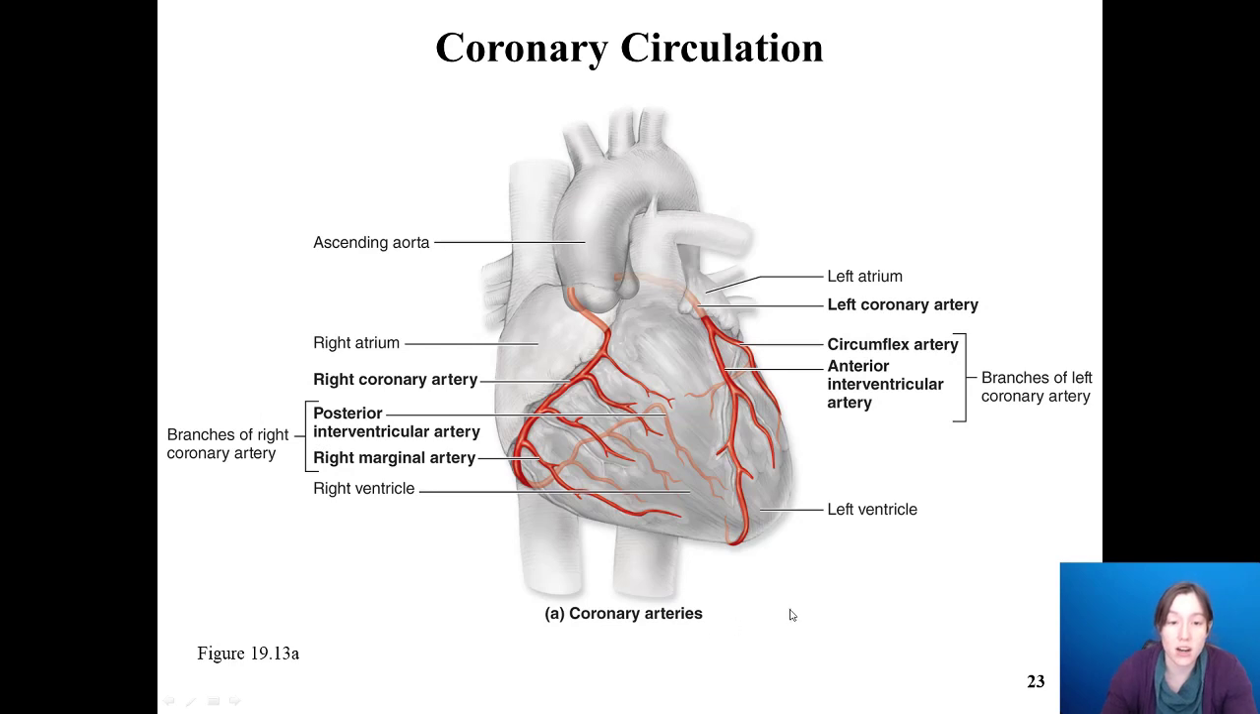So we can see here our coronary arteries. We have our right coronary artery, and the branches are the right marginal artery, which is here, and then the posterior interventricular artery, which we can see goes around to the back of the heart. The left coronary artery is here, and it's going to branch into the circumflex artery and then the anterior interventricular artery. Both of them are those first little branches off of the ascending aorta.